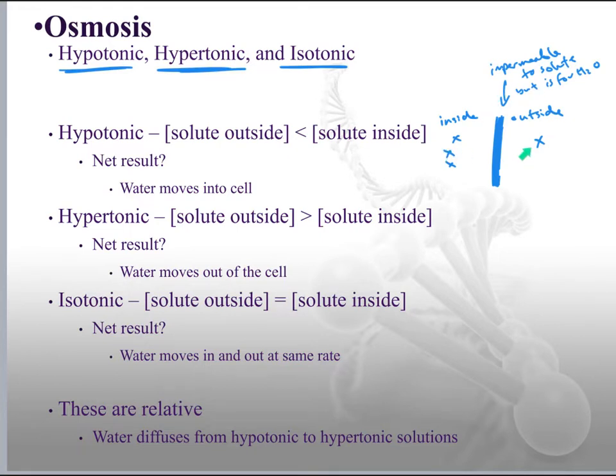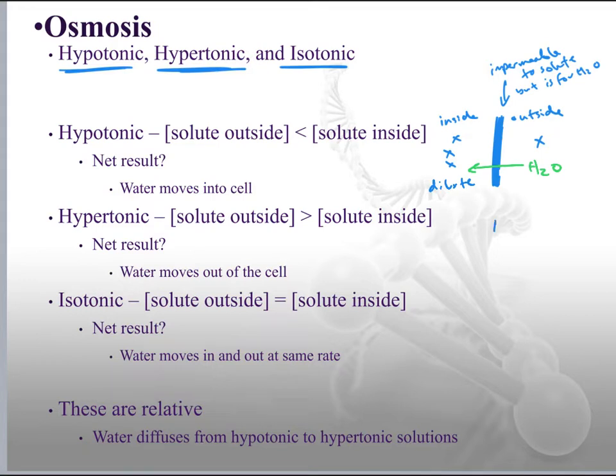I can't move the particles across this time like I could with simple diffusion, but I can move water. What I want to do is try to even out the concentrations. Right now it's higher concentrated in here. Well, I can lower this concentration by adding more water, by taking water from this side and moving it over here. So the net result in this situation is we are going to have water move this way. It's going to go into the cell to help dilute down this side. Remember, we can't move the particles across the membrane in this situation.